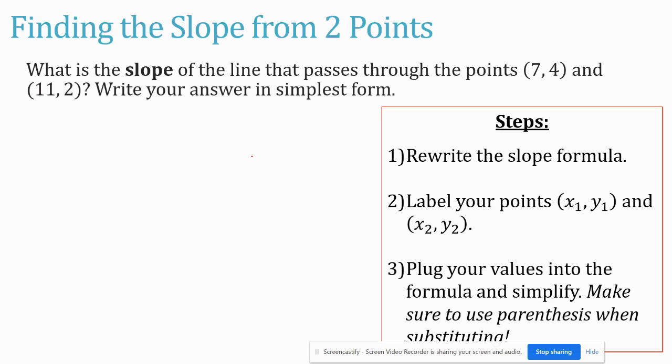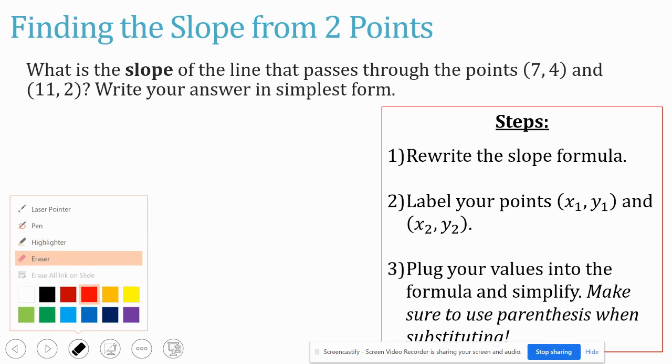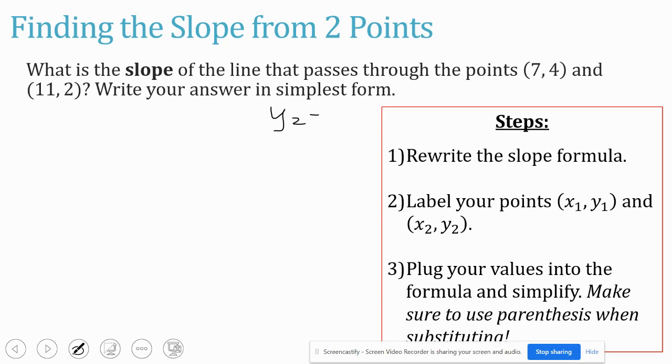So the first thing you always want to make sure is whether you have the slope formula right in front of you. If you don't, you're going to rewrite it. And I'm going to rewrite it up here. y2 minus y1 over x2 minus x1. Get in the habit of rewriting this every time you see a question like this. It'll help you memorize it. Because if you don't have this formula memorized, then you won't be able to find the slope of these 2 points. Okay, the next thing is I'm going to label the points. So I'm going to rewrite these points, 7, 4 and 11, 2.